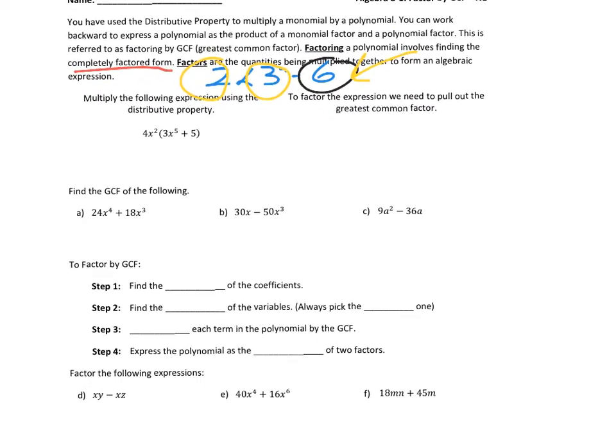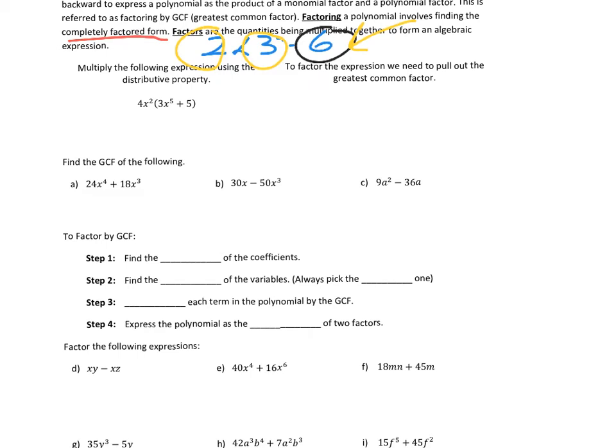All right, moving down the page. Multiply the following expression using the distributive property. Here are the two factors. 4x squared is one. It's a monomial. And we're multiplying by the binomial, 3x to the 5th plus 5, and that is our polynomial in this case. And we're multiplying those two to get the product, the final answer.